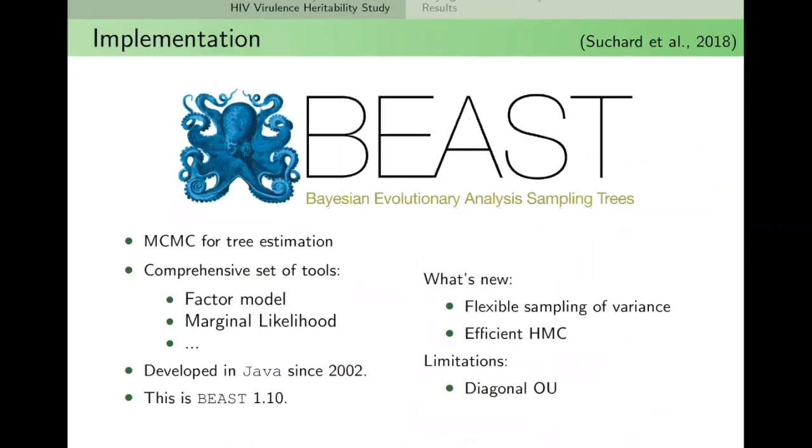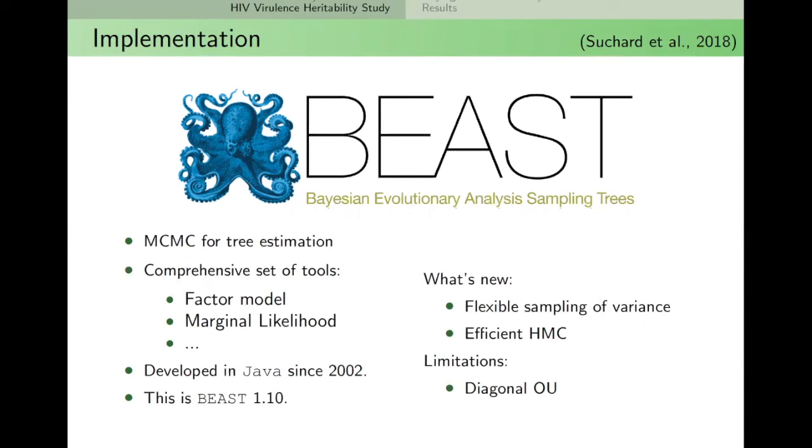And so here, everything is implemented in the BEAST software package, so BEAST 1.10. And this is useful because in BEAST, you already have all the machinery to do the inference of the tree given the sequence. So everything is already here. And here we just added a module to do continuous trait inference using the tools I just presented.